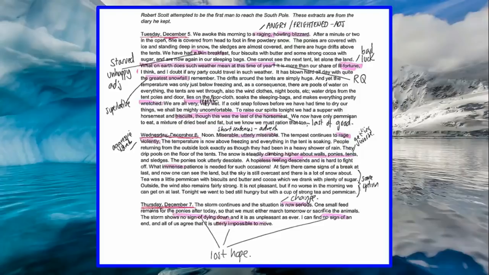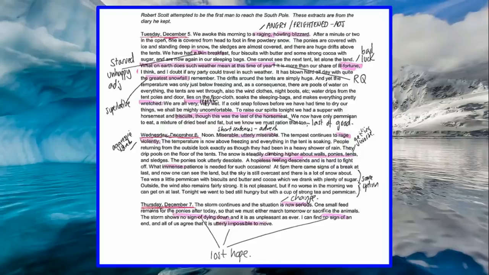Then it says the wind, the tempest, so the weather continues to rage violently. Again, it's an aggressive adverb. It's not just falling, but rage is anger. So we've almost got two words there that scream anger and violence. Then it says the snow is steadily climbing higher above the walls. So that means the snow is getting worse, and then it's steadily climbing. The adverb steadily suggests that bit by bit it's getting up. There's almost no way out, no way they're going to stop it. Then it says a hopeless feeling descends. So obviously he's feeling sort of panicked. He's feeling like there's no way out.